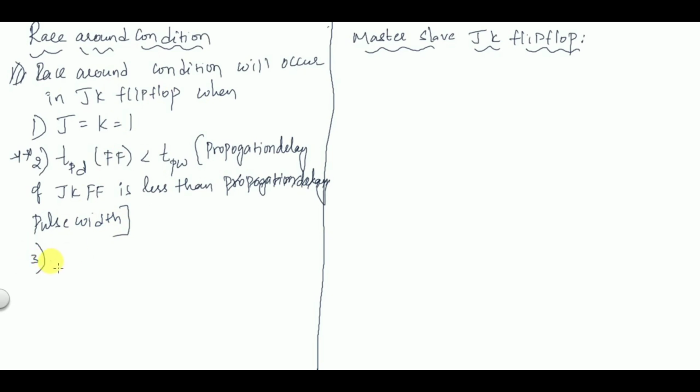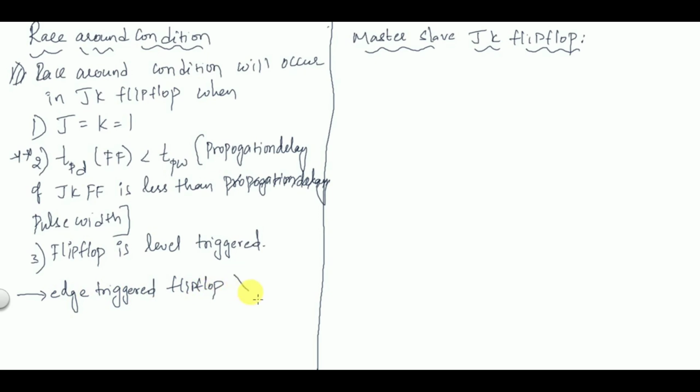Third, when the flip-flop is level triggered. Race around condition generally does not occur in an edge triggered flip-flop. Edge triggered flip-flops do not have the race around condition. This is a very important point which you have to remember. In these conditions, when J is equal to 1 and K is equal to 1, we know that Qn plus 1 is equal to Qn bar.